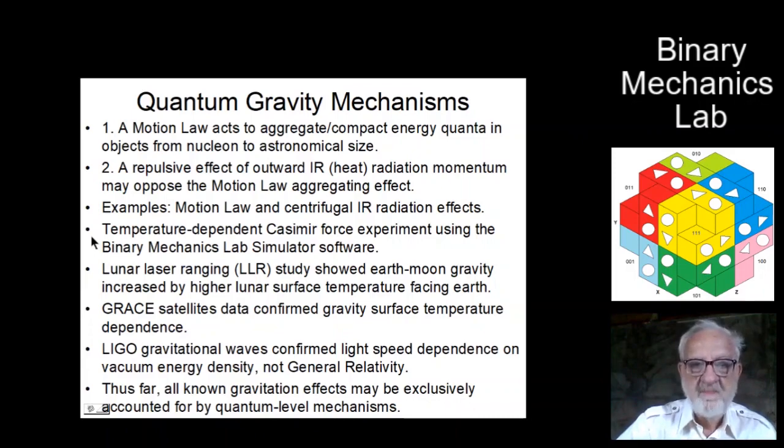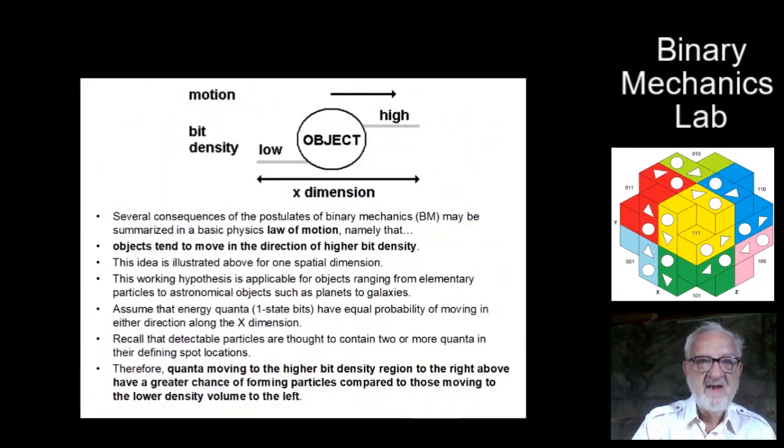Temperature-dependent Casimir force experiment using the Binary Mechanics Lab simulator software. Then we go to a lunar laser ranging study showing Earth-Moon gravity increased by higher lunar surface temperature facing Earth. Then we have GRACE satellite data analyzed, confirming gravity's surface temperature dependence. And we talk about LIGO gravitational waves, also confirming another result: light speed dependence on vacuum energy density, not general relativity. Thus far, all known gravitational effects may be exclusively accounted for by quantum level mechanisms.